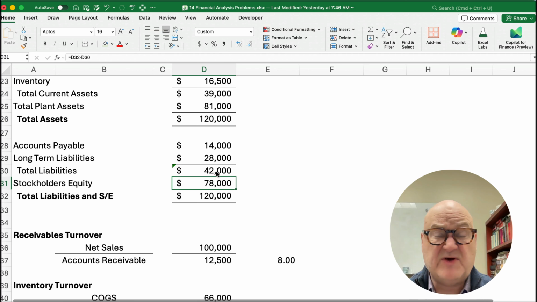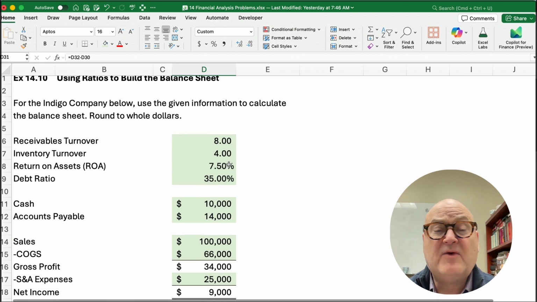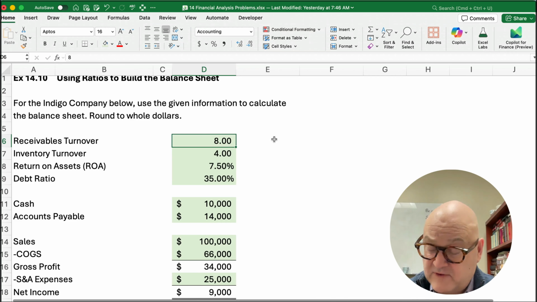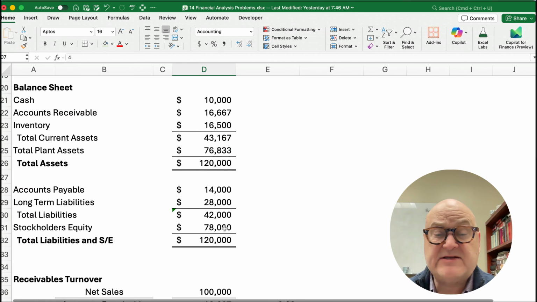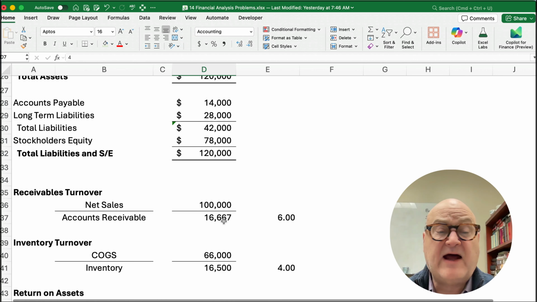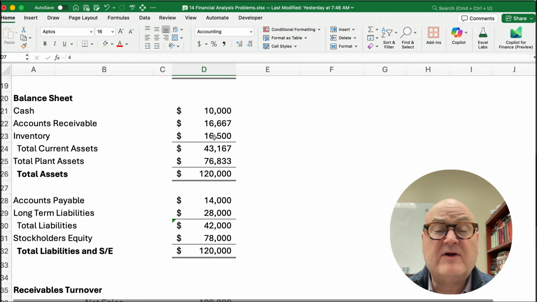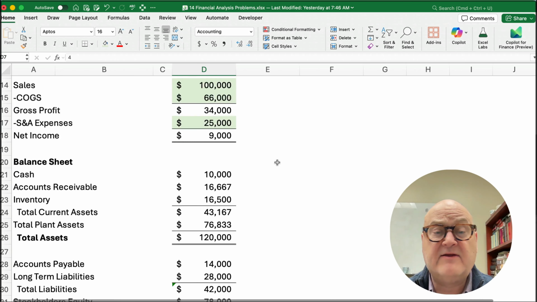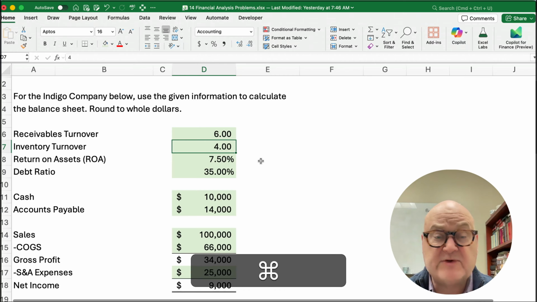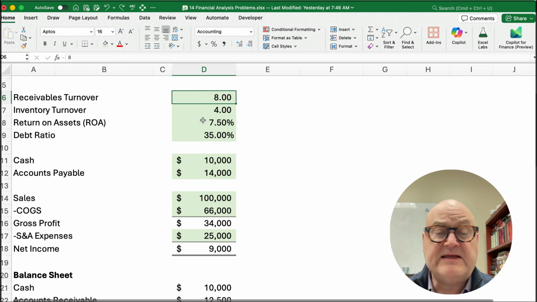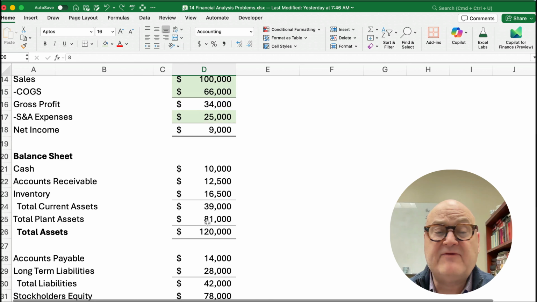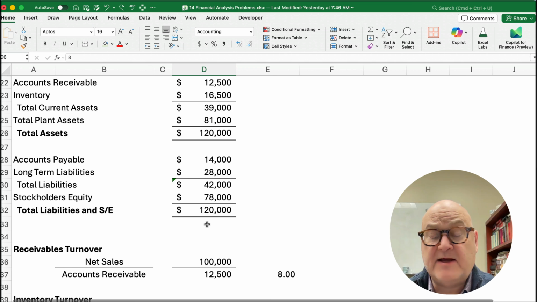So this is how we do it. Now, I've built a template where if we said our receivables turnover is only 6, what happens is our balance sheet gets calculated. Our accounts receivable now is smaller. We have a little bit less in current assets. We have more in plant assets. So everything is built on these initial inputs. I'm going to change that back to the 8. Everything in green is inputs and everything else is calculated numbers.